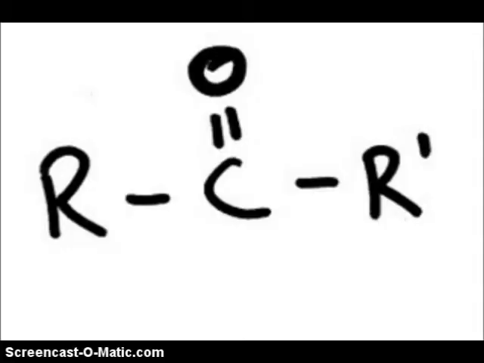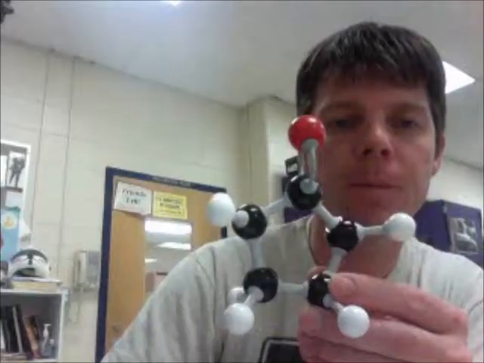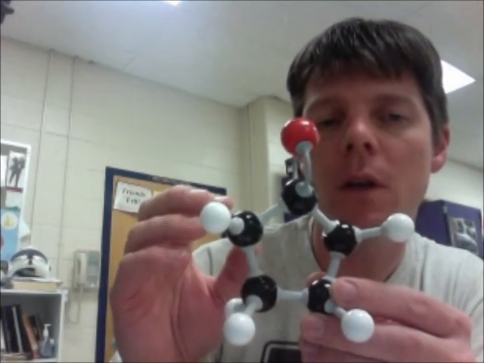Here's an example of a ketone functional group. Please note an R group, an R prime group, the carbon which is bonded to an oxygen atom. Here's an example of a molecule that has a ketone functional group. We can see that there's a double bond forming to this oxygen here, and this is actually attached onto a carbon ring structure.